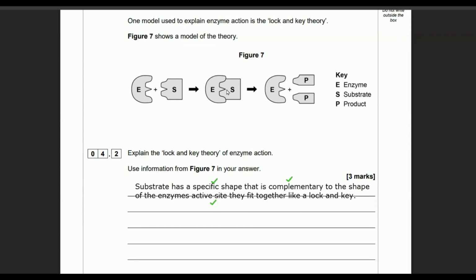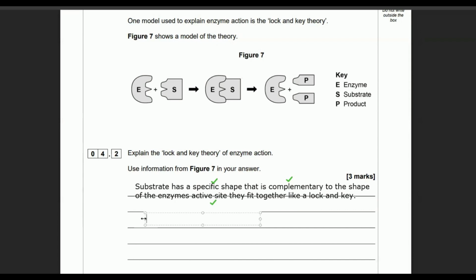We actually call this in A level an enzyme substrate complex once they're joined together. And then what it does is it weakens the bonds, lowering the activation energy. If you think of your energy profile diagrams in chemistry, it lowers that activation energy and products are released at the end of it. And at the end of it, the shape of the enzyme is not changed. It's ready to go again.